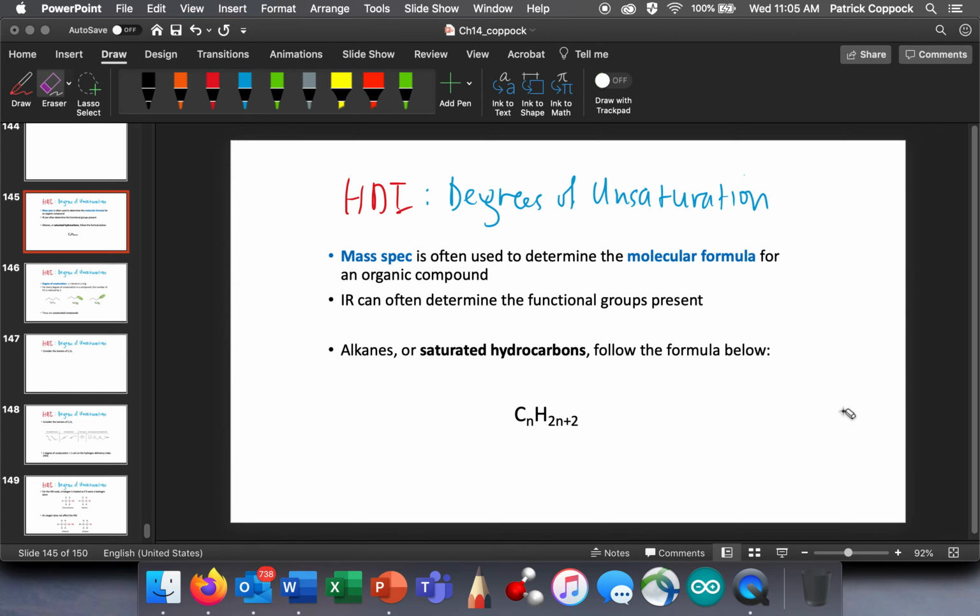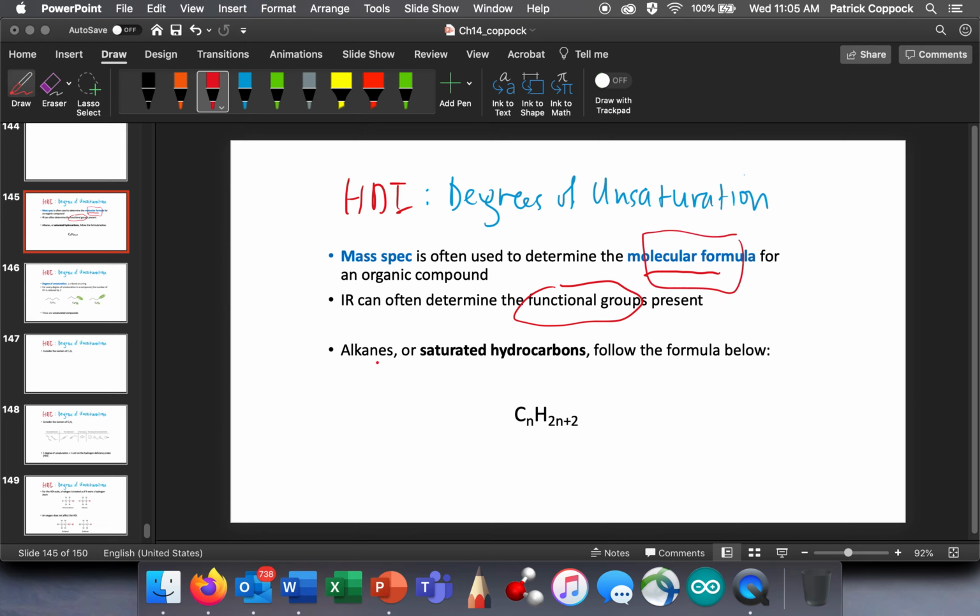Okay, we're going to wrap up our conversation about mass spectrometry with a very useful topic. We're going to call it degrees of unsaturation, or HDI, Hydrogen Deficiency Index. Now, remember, mass spec is used to determine the molecular formula of an organic compound. IR is for functional groups, right? But we're talking about mass spec here. It's molecular formulas. We're interested in that.